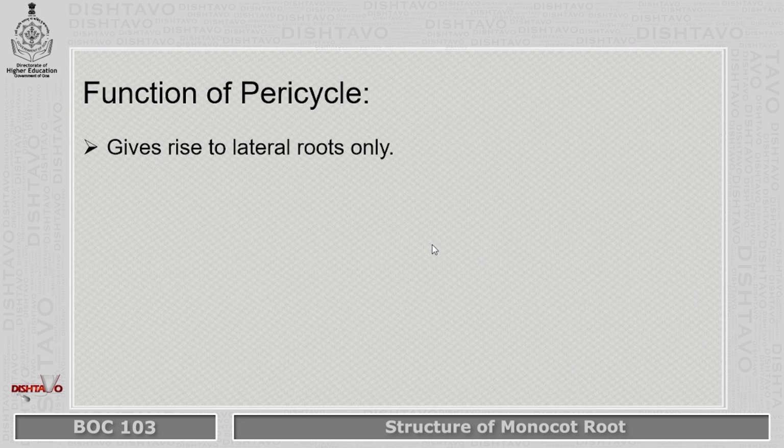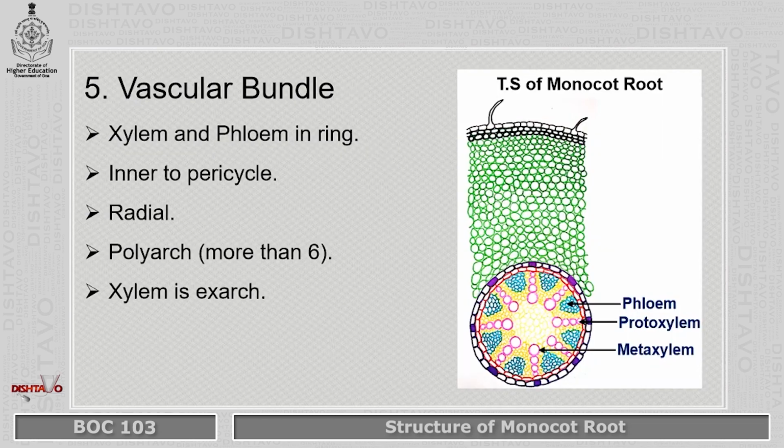Functions of pericycle: it gives rise to lateral roots only, whereas in dicot it gives rise to lateral roots and also formation of cambium. But here in the monocot root it gives rise to lateral roots only and there is no formation of cambium. Next layer is vascular bundle. This is a vascular bundle.